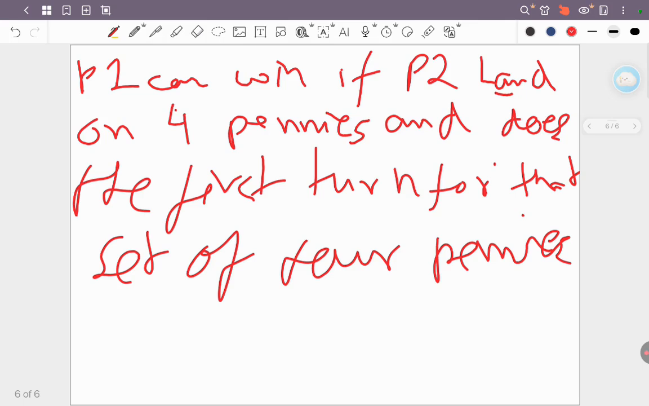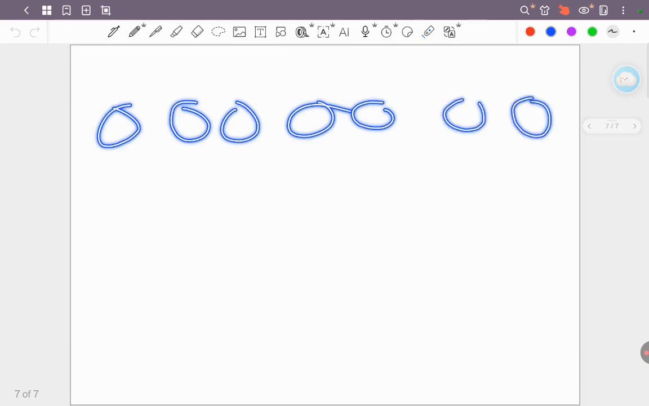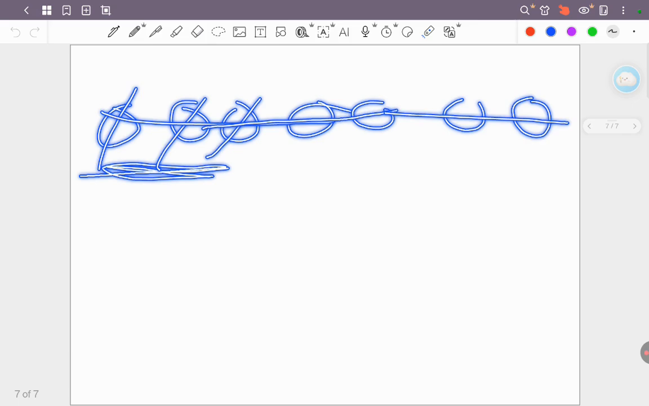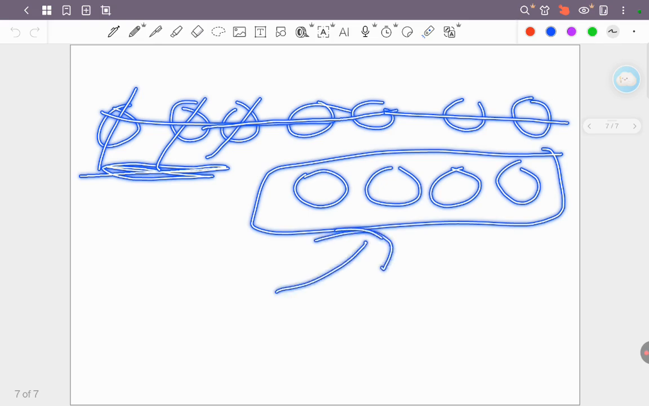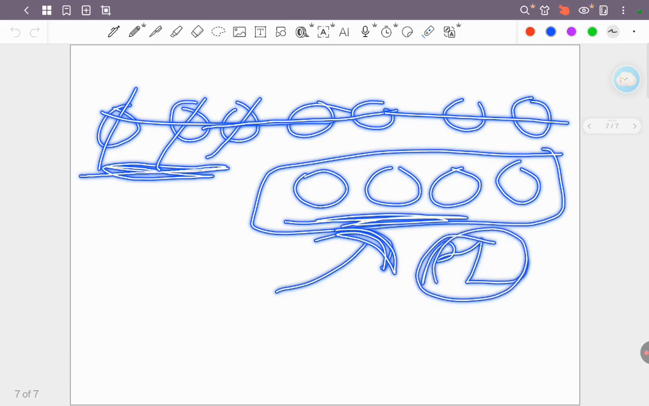Okay, so this means, let me add a new page. So let's say we have some pennies. If we can somehow force that player 2, after doing some cuts and such, lands on 4 pennies and takes the first penny out of this, then player 1 can force a win. But how do we do that?